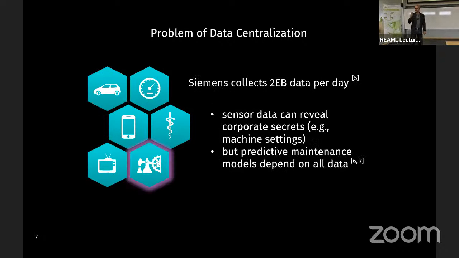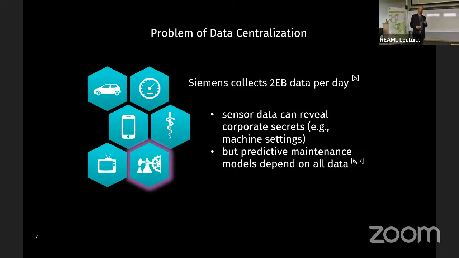A second example is that of Siemens. They at one point released that they roughly collect 2 exabytes of data per day. And that comes from their oil platforms, from their gas turbines, wind turbines, all these sensors and all these machines. And while they manage to collect this and store this, they admit that processing is hard.